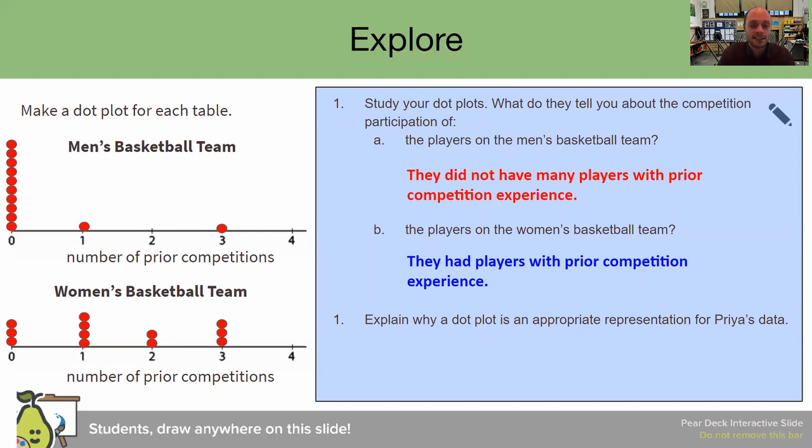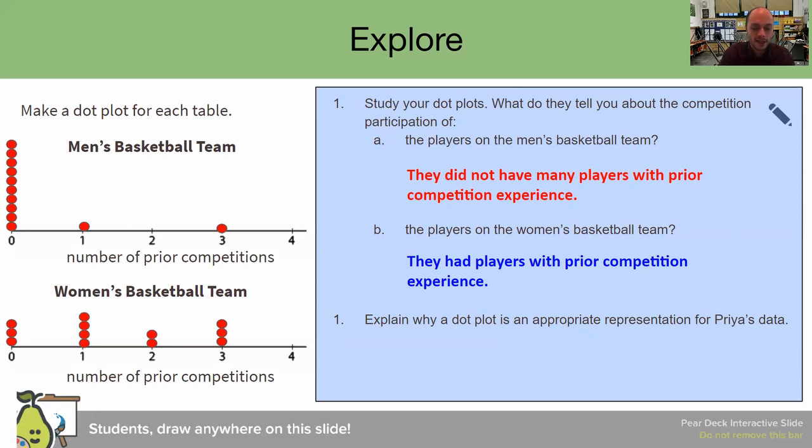All right, let's look at the last question here. Please pause the video and read it to yourself, and then we will read it together. All right, welcome back. The last question reads, explain why a dot plot is an appropriate representation for Prior's data. All right, please pause the video and let me know. What do you think about that?